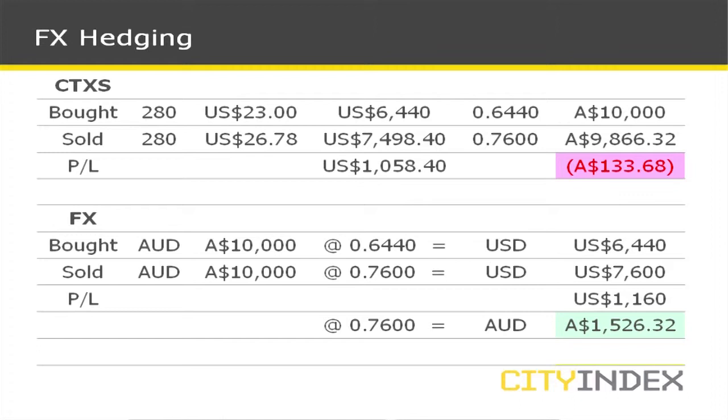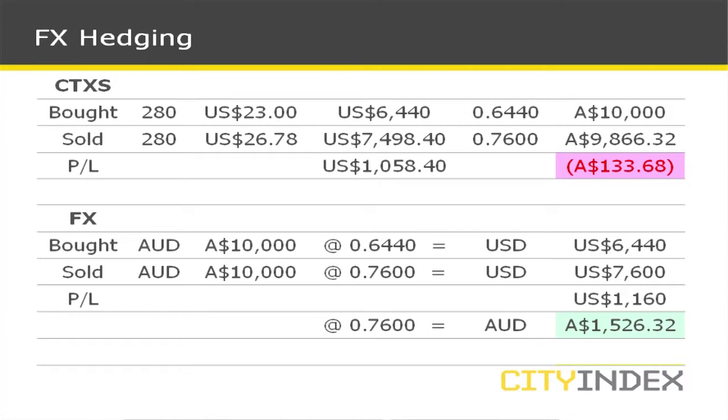The FX trade that we took to balance out the risk of the home currency appreciating against the foreign currency was where we bought our 10,000 Aussie dollars at 64.40 when we initiated the trade. And then we closed that out by selling 10,000 Aussie at 76 cents. And we achieved a profit on that trade of 1,160 US dollars, which converted at 76 cents, gave us a profit of Aussie dollars 1,526.32. So we combine that with our little loss there on Citrix in Aussie dollar terms. We've walked away with a profit in Aussie dollar terms of 1,392.64 through the combined trade.